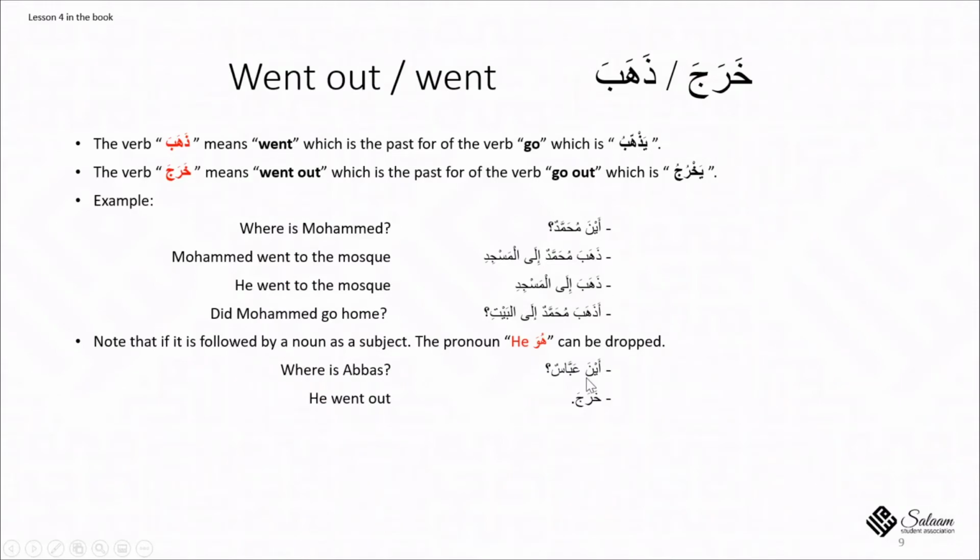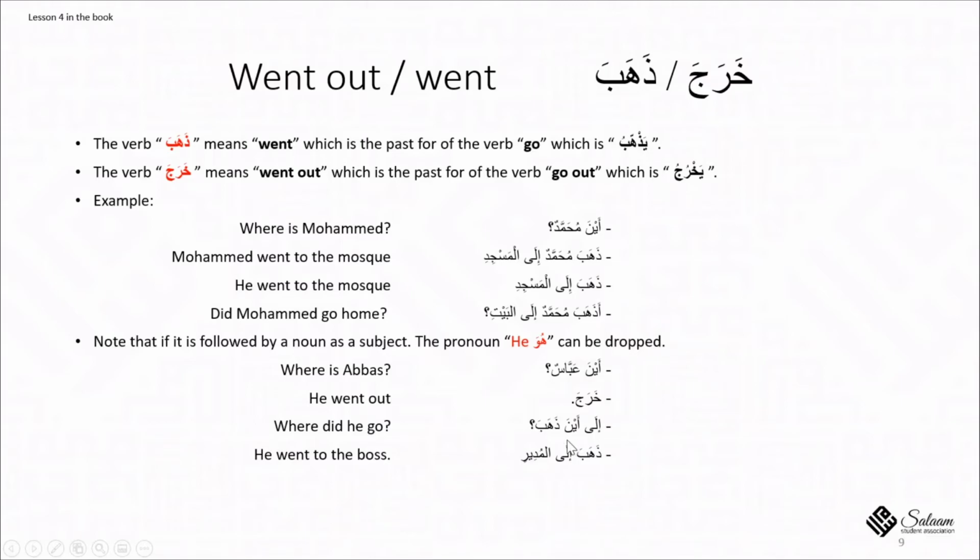Another example. أين عباس؟ عباس is another name. أين عباس؟ You can say خرج. That's it. خرج. He went out. And you can see from this note that when you have a verb, you can get rid of he.